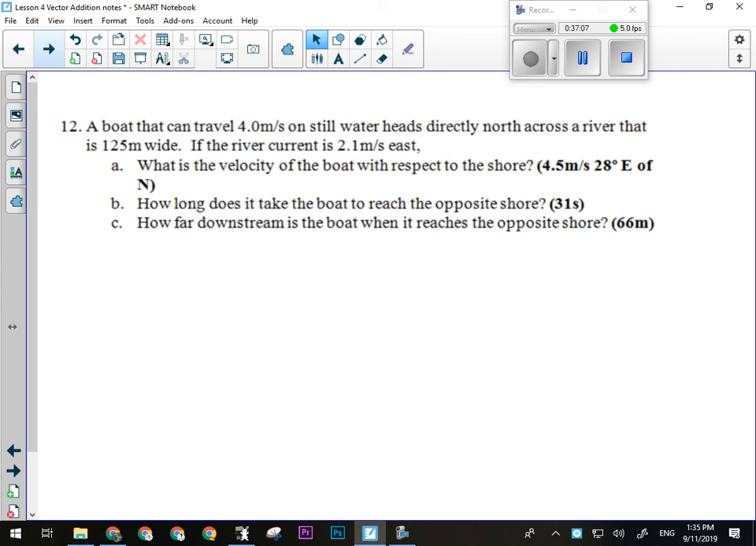Okay, try number 12. Another boat question, but not quite like the one we just did. More like the first one that we did. Write this one down, or you have it in your worksheet booklet, so you don't need to write it down. I want you guys to try that one. There has not been a unit exam where I did not have a question like this.